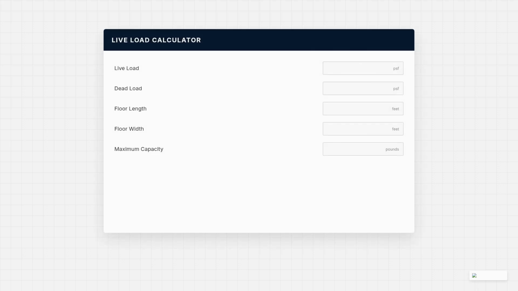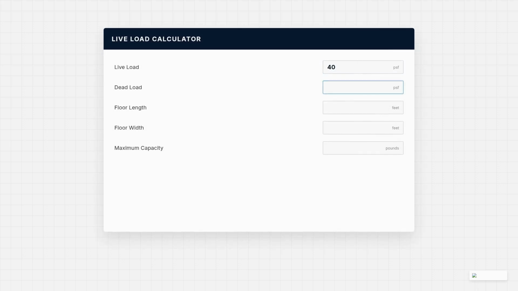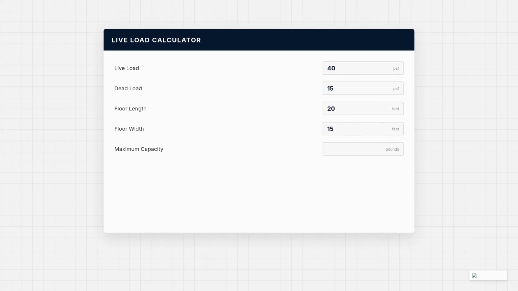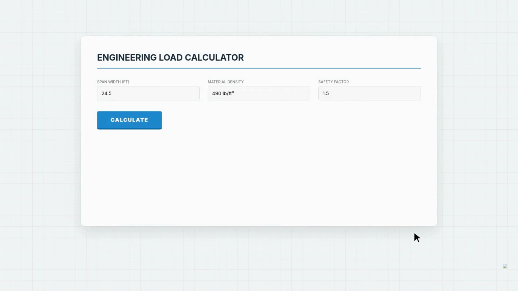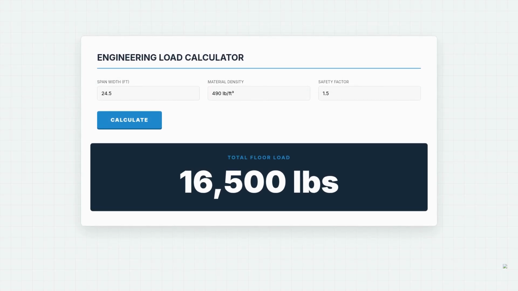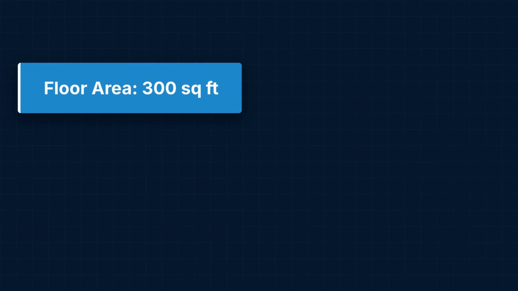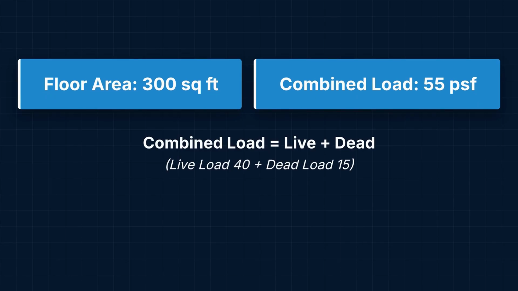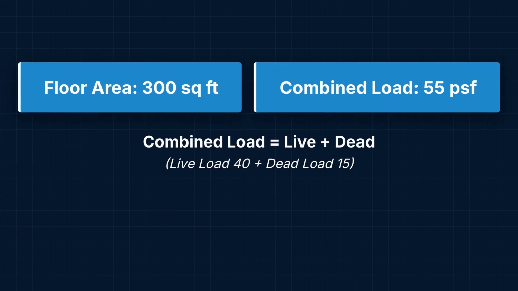Let's work through an example. I'll enter live load 40 PSF, dead load 15 PSF, floor length 20 feet, floor width 15 feet, and maximum capacity 25,000 pounds. After clicking calculate, the primary result shows 16,500 pounds total floor load. The floor area calculates to 300 square feet, and the combined load equals 55 PSF, which represents the sum of live and dead loads per square foot.